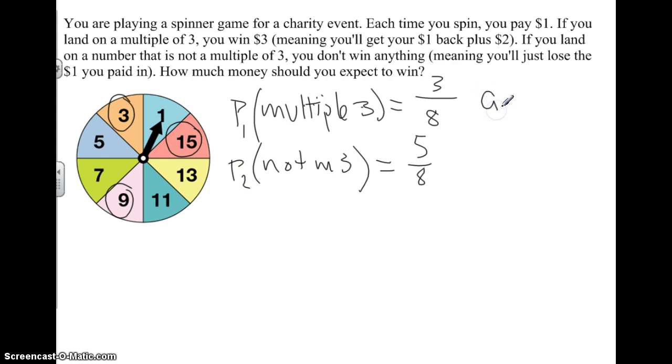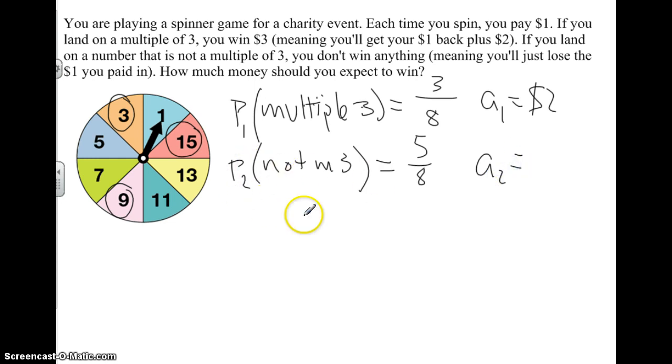Our payout for getting a multiple of 3, this is a new thing that you need to pay attention to. You're going to win $3 if you land a multiple of 3. But the difference here is that you've already paid in $1, so your net earnings are going to be $2. I'll say that again. Since you started out with $1 and you paid that in, even though you're getting $3 back, your net is going to be $2. So that's why our A sub 1 is going to be $2.